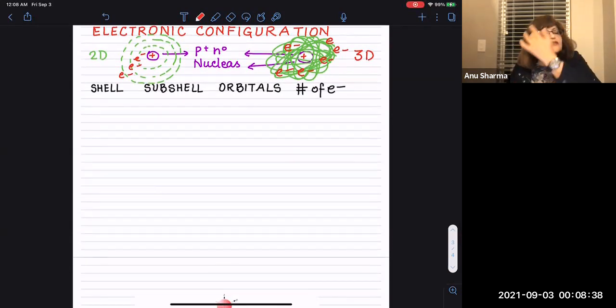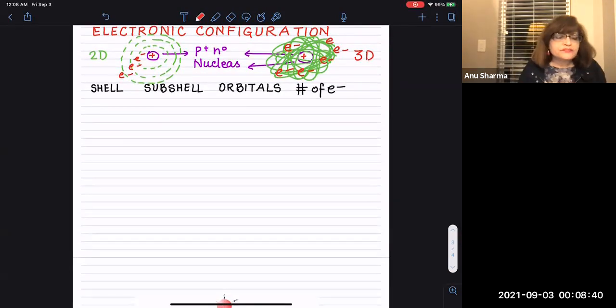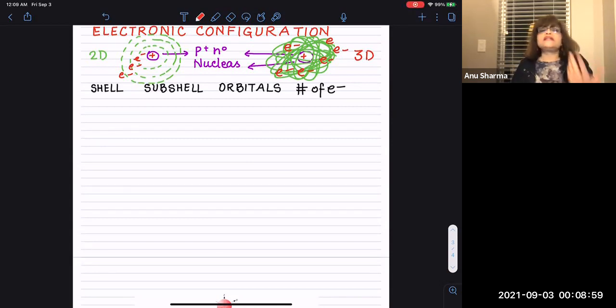To give more structure and organization to this mess, mathematics has been used. Schrodinger's wave equations, Heisenberg's principle, Hund's rule, Pauli's exclusion principle. All these scientists came up with their mathematical calculations to prove where exactly the electron is and how to locate it.